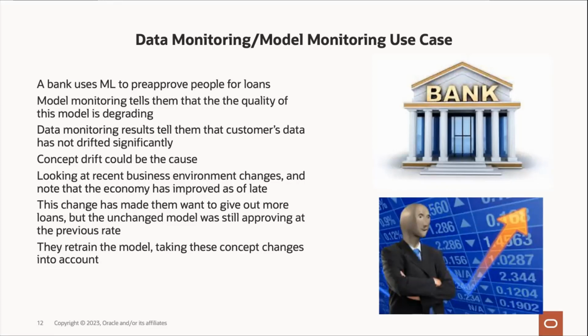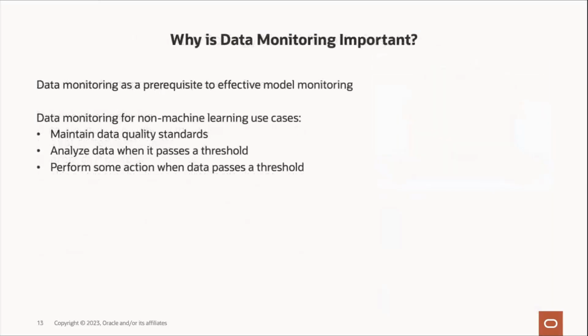So that kind of walks you through the use case of seeing that your model is degrading, looking at the data monitoring results. They may tell you that data drift has occurred. If not, you can start thinking about what concept drift might have occurred in your situation. Okay. So moving on here, we can talk about why data monitoring and then why model monitoring are important.